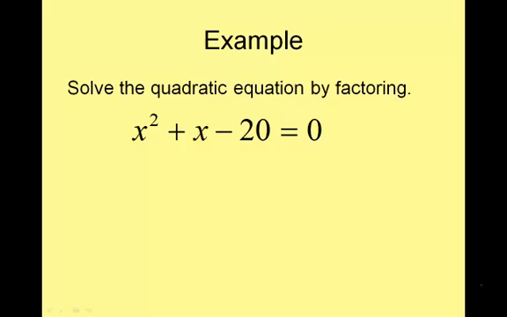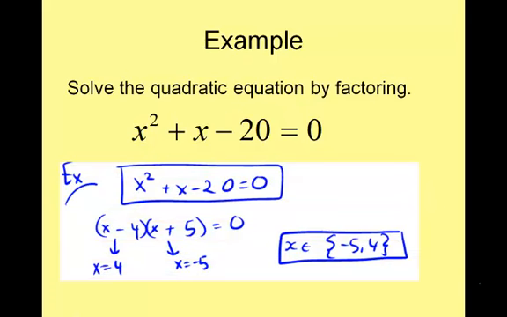Look at this example, x squared plus x minus 20 equals 0. The factors for that are x minus 4 and x plus 5, so you get x equals 4 and x is equal to negative 5. Once again, it had to be in standard form.